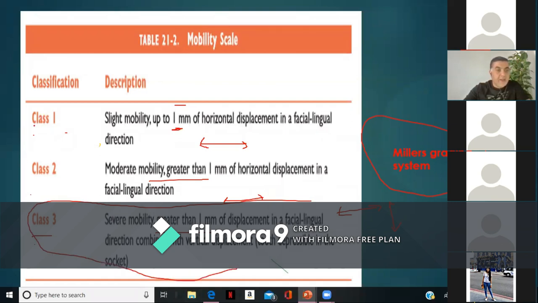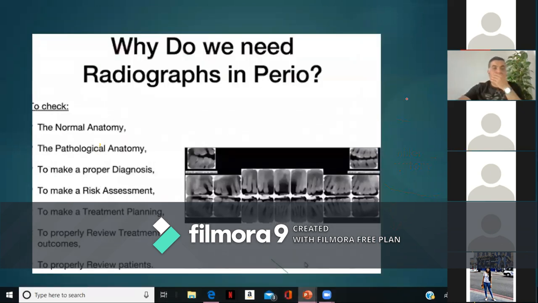Again, quickly: class 1, up to 1 millimetre horizontal displacement. Class 2, more than 1 millimetre horizontal displacement. Class 3, more than 1 millimetre horizontal and vertical movement. This is the mobility grade. Now, X-rays. Why are they important in periodontal disease?